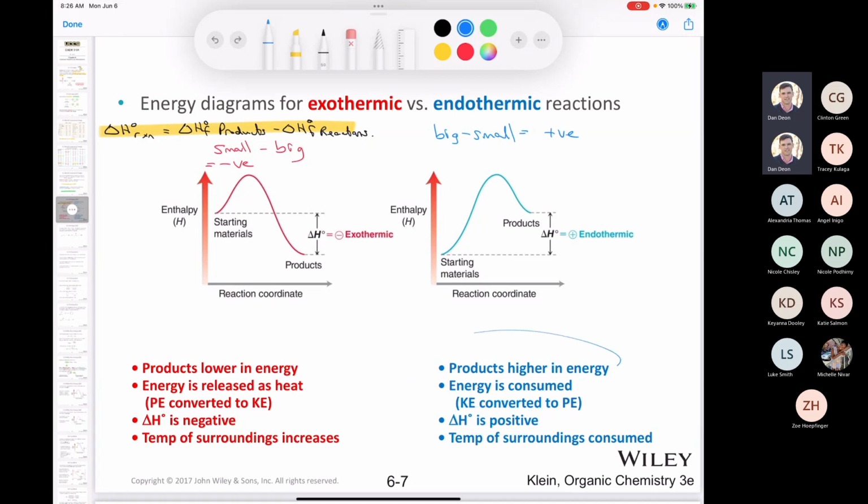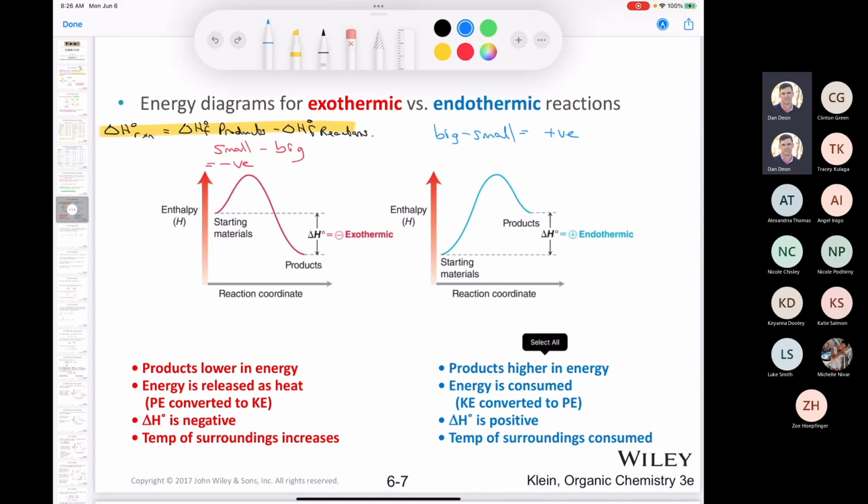The products are higher in energy. Energy is consumed. So we take the kinetic energy from the surroundings, and it's stored in the potential energy of the bonds. And of course, the temperature of the surroundings is consumed, or it decreases, it goes down. All right, there we go. So that's a little review on endothermic and exothermic.